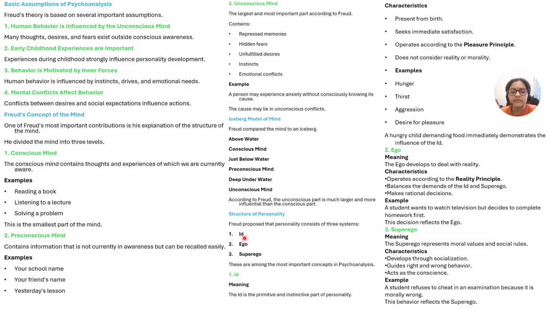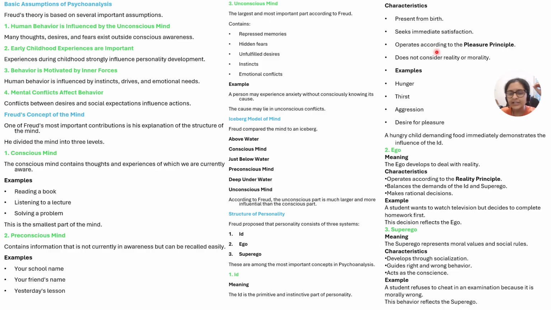Then he has given something called the structure of the personality. He divided the personality into three systems. The first one is the ID system. It is the primitive, instinctive part of the personality. Let us see the characteristics. It is present from birth. It seeks immediate satisfaction.